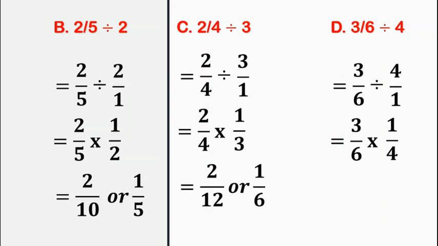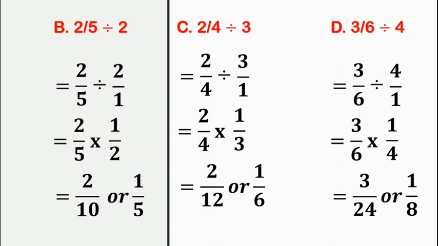Then we need to multiply. 3 times 1, that is 3. 6 times 4, it's 24. So we have 3 over 24. If we look at the greatest common factor between 3 and 24, it is 3. So we need to divide it. 3 divided by 3, we got 1. 24 divided by 3, that is 8. So we got the simplest form of the answer in letter D, which is 1/8.